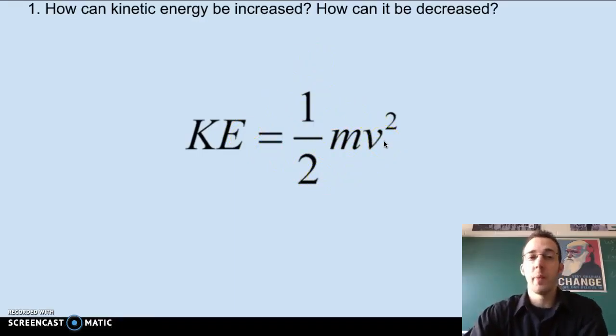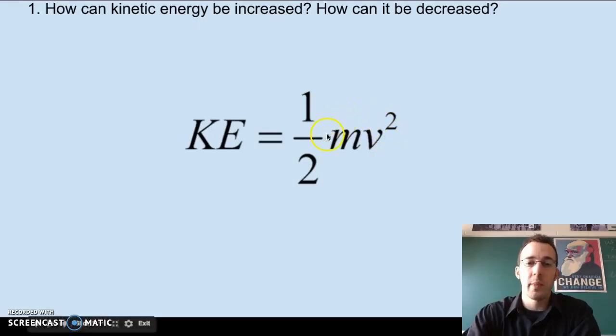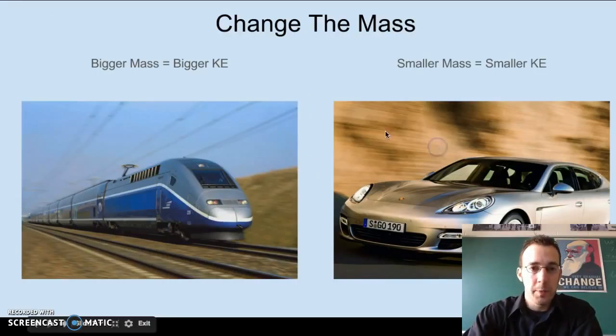Well, the only thing we can do to make kinetic energy get bigger or smaller is to manipulate the variables that are in the equation. So that means if we want to make it larger, we either have to make the mass larger or the speed larger. If we want to make the kinetic energy smaller, we either have to make the mass smaller or the speed smaller. And here's how that would look.